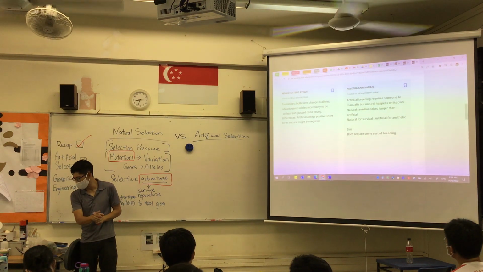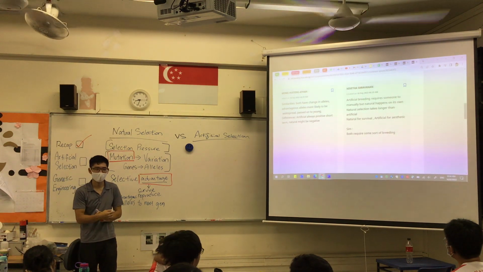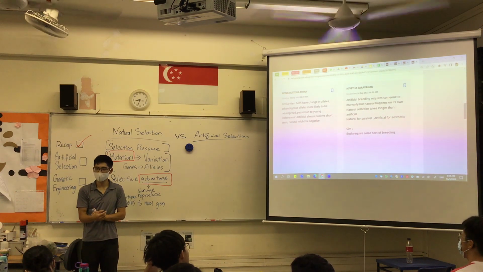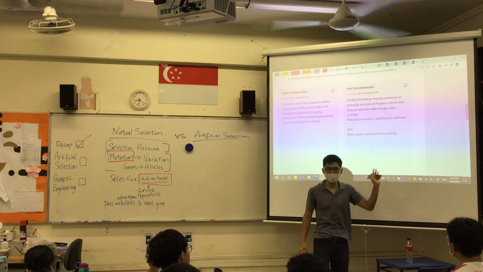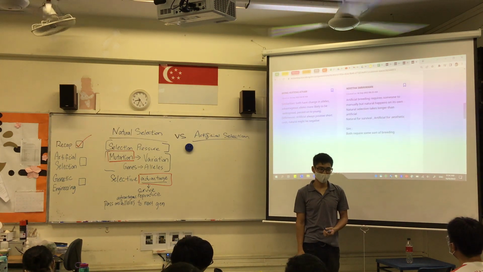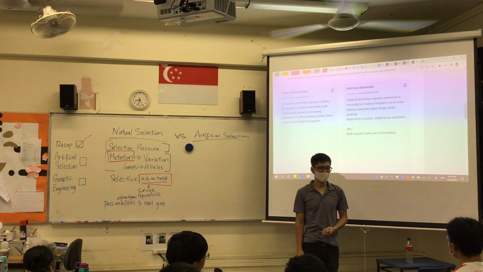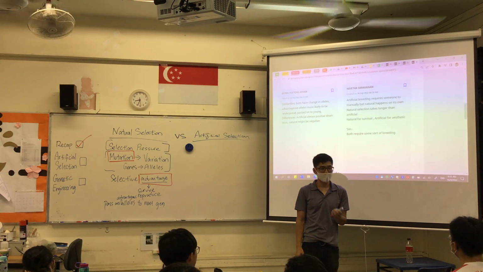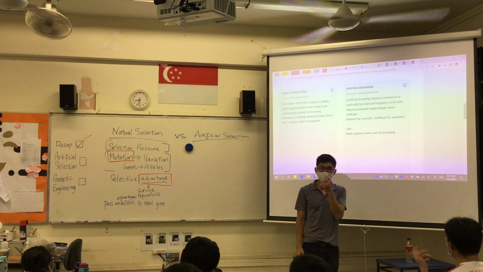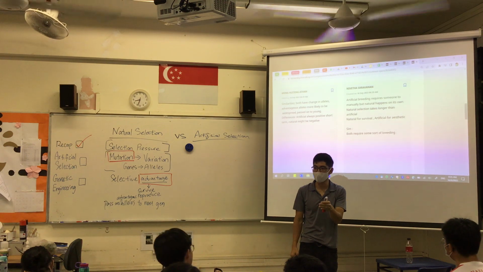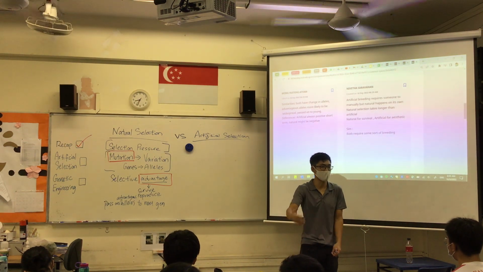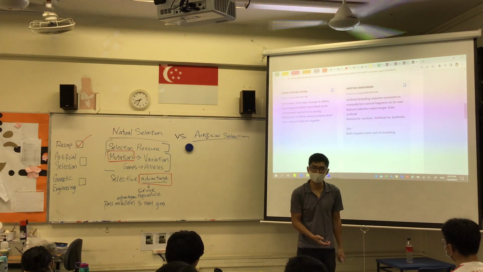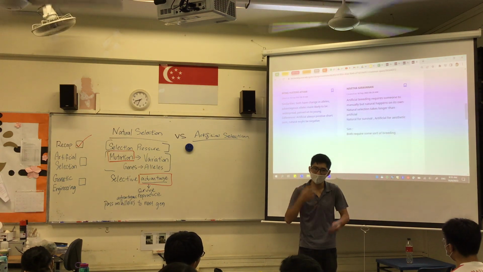Natural is for survival. Artificial is for aesthetic. Agree? Okay? Is it always for aesthetic? Perhaps sometimes you want your animal or your plant to be more immune to a certain virus or bacteria, then you may breed for that. Is it an example of an aesthetic that you have in mind?